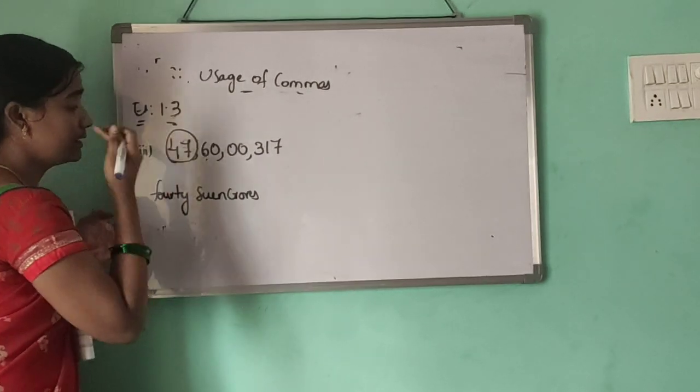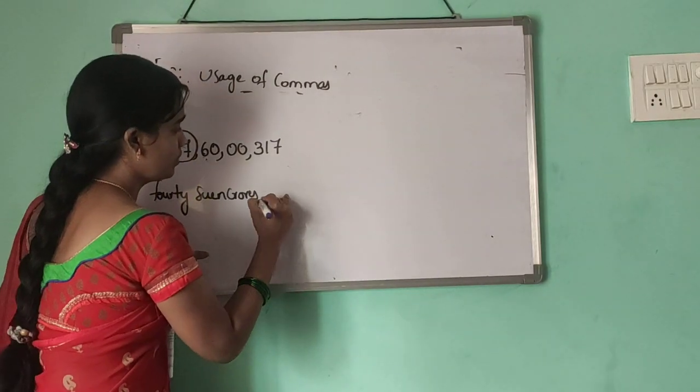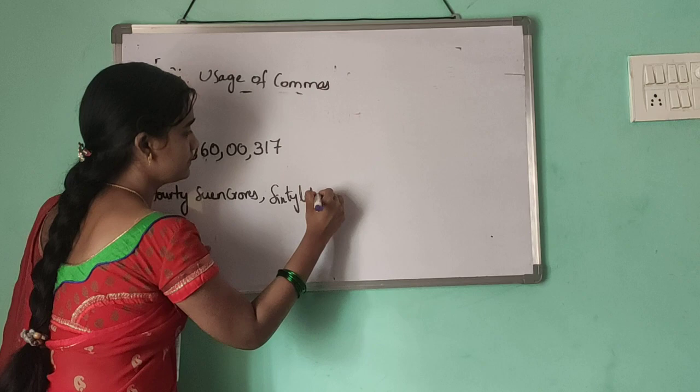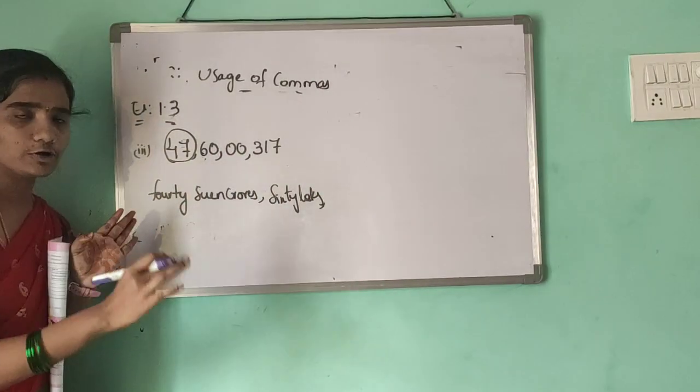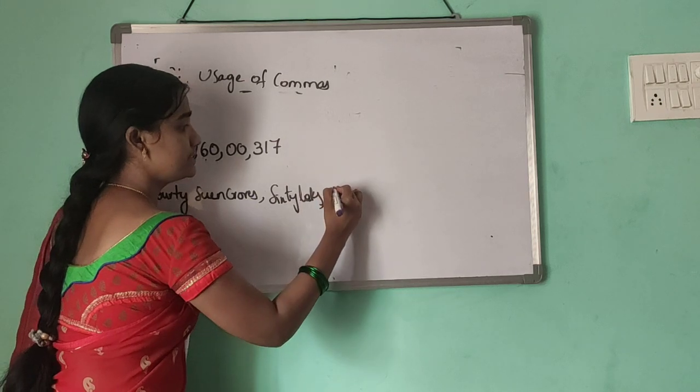47 crores. Coming to this, 60 is in the lakhs position, so 60 lakhs. 0 is not counted. So move on to the next number. 60 lakhs.